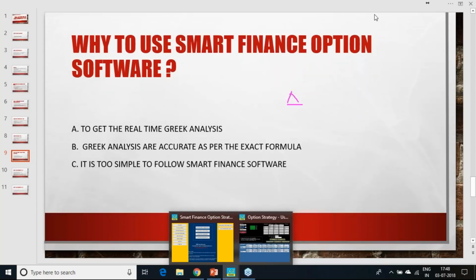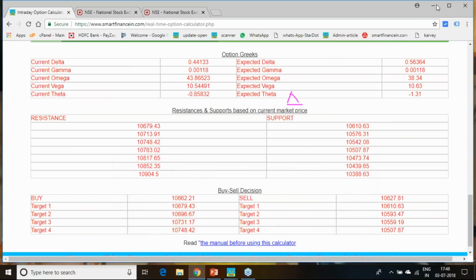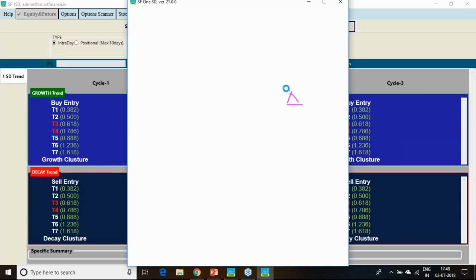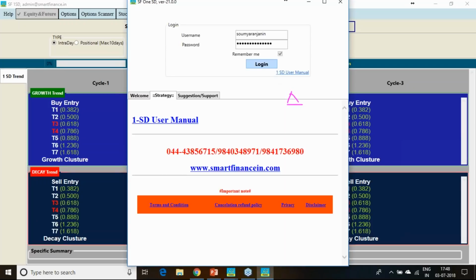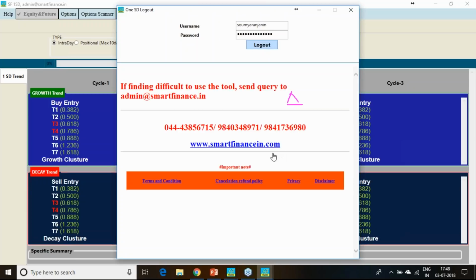So whenever you look into our software, and many of you are using our software, whether it is the one standard deviation software or the Smart IT software, if you look into how our delta calculations are given there, that is a very important factor you need to look into in our software.